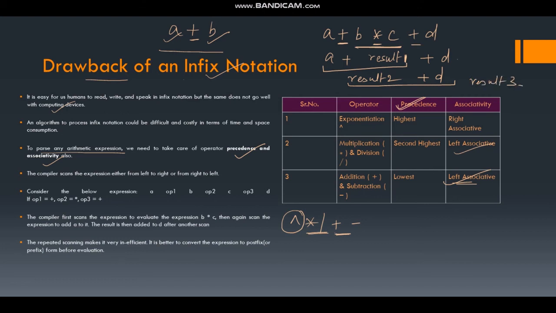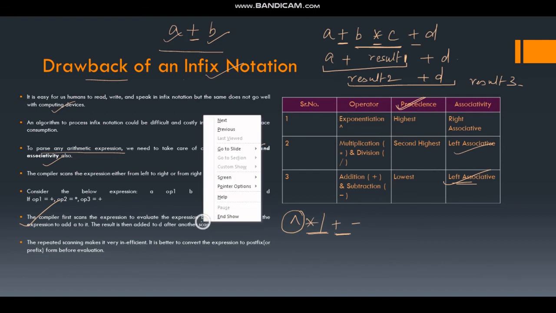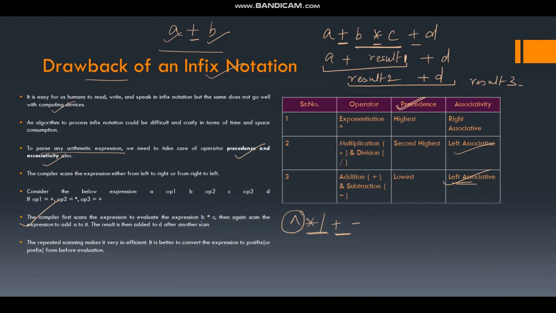So the complexity being, the compiler first scans the expression to evaluate the expression b cross c, then again scans the expression to add a to it, and the result is then added to d after another scan. So this repeated scanning makes it very inefficient. It is better to convert the expression to postfix or prefix form before we evaluate.